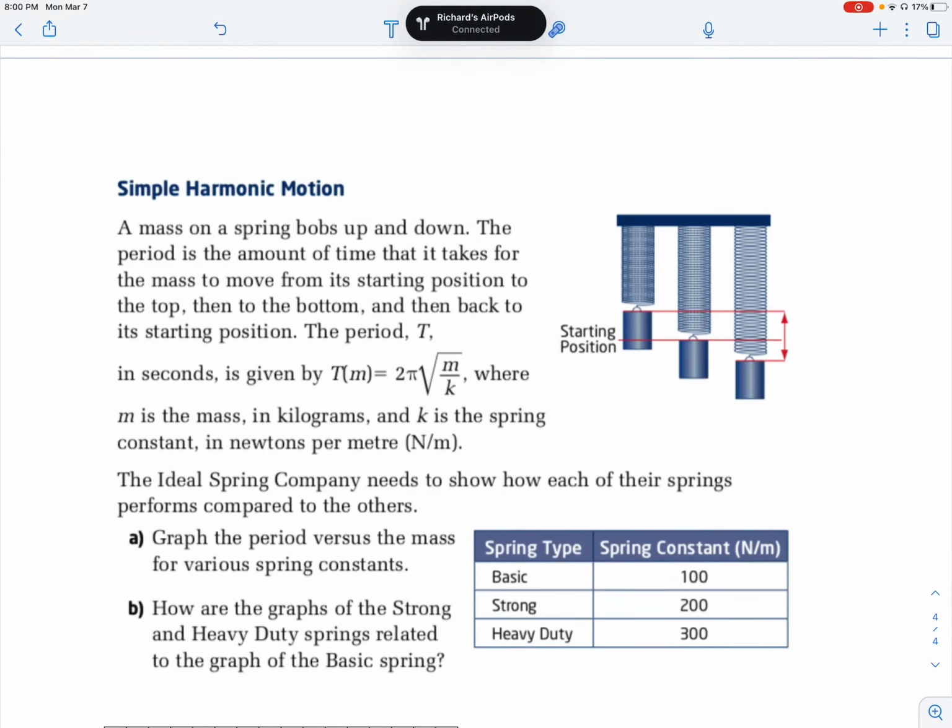Hi, welcome to our last example in 2.5 stretches of functions. In this example, we're looking at something called simple harmonic motion.